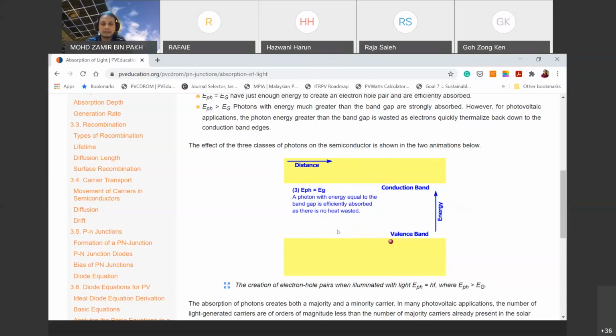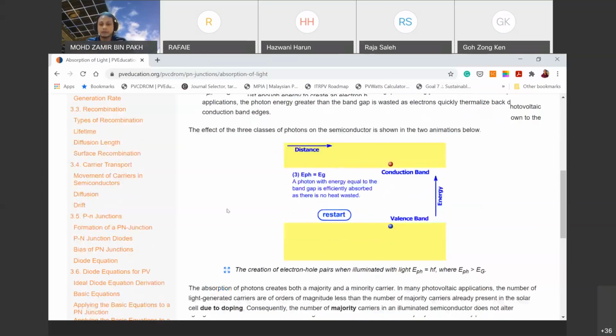So what's next? This is case number two. A photon with energy equal to the band gap, right? There's no excess energy at all because you just have the right amount of energy to excite the valence electrons into the conduction band. So the photon with energy equal to the band gap is efficiently absorbed and there's no heat wasted. The excitation takes place from the valence band right to the band edge of the conduction band, so there's no thermalization at all.